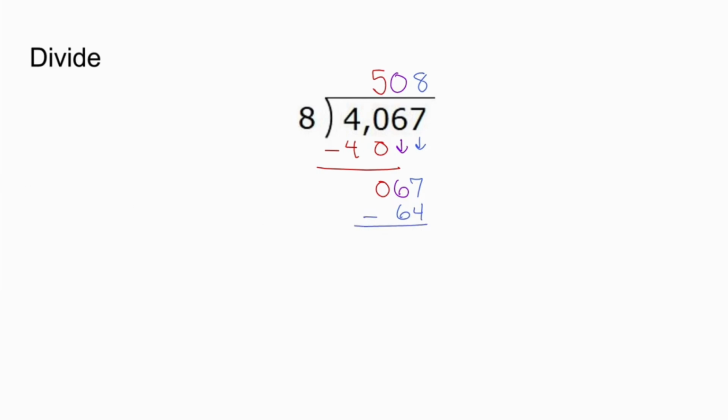Now we subtract, and we get 67 minus 64, which is 3. Now there's no more numbers to drop down, which means that 3 is your remainder. So we will put remainder 3 up here. So 4,067 divided by 8 is 508, remainder 3.